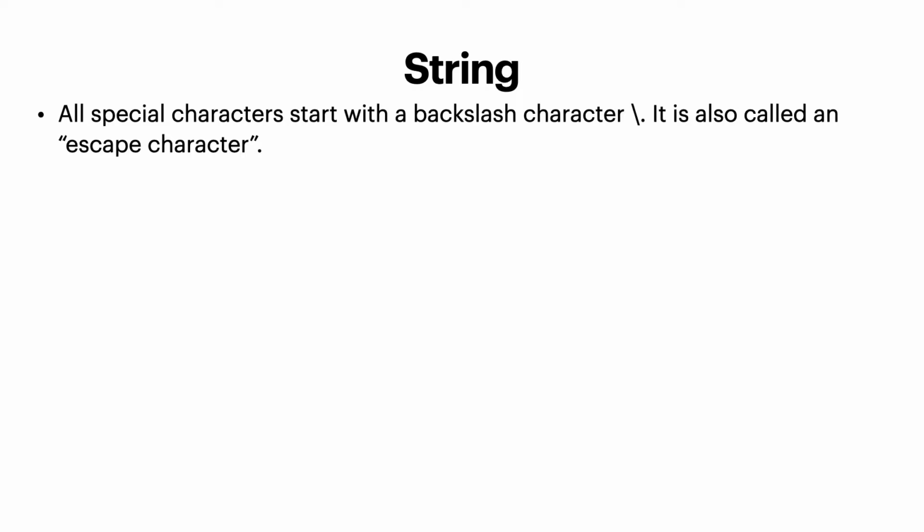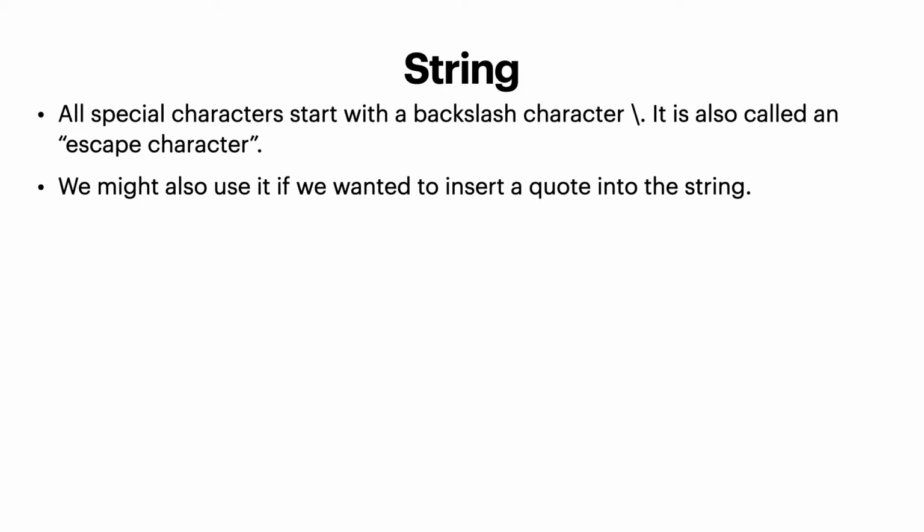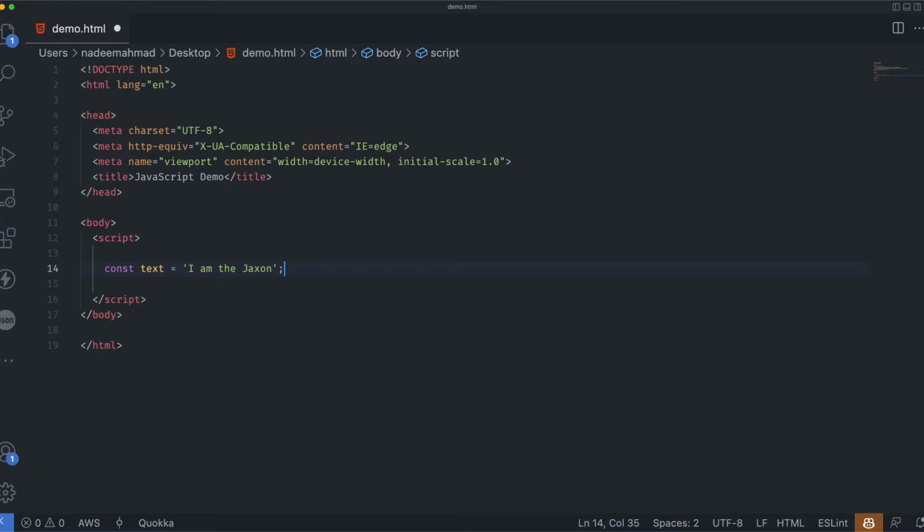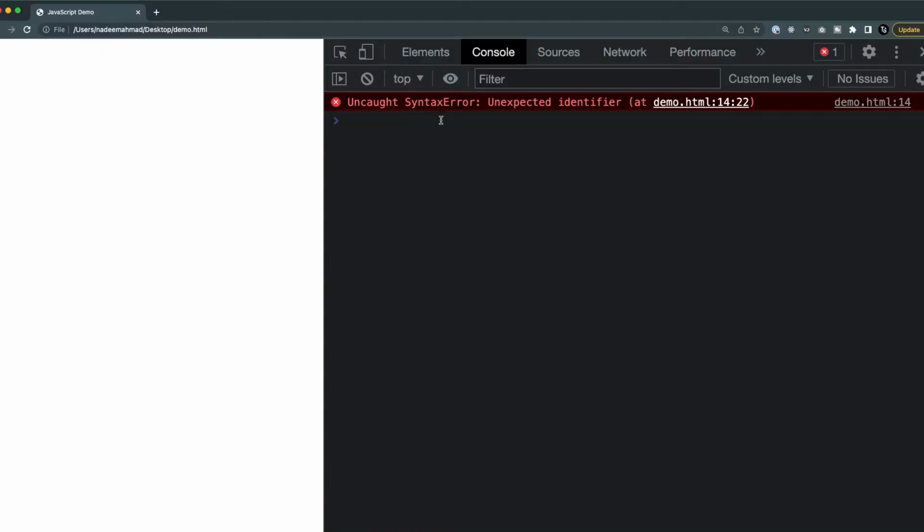It is also called an escape character. We might also use it if we wanted to insert a quote into the string. Let's say we have a text that basically says I'm the Jackson, and you can see that it's been wrapped in single quotes. What if we wanted to add a single quote inside the string? So if I add one, you can see that it's giving some error, and even when I save it, you can see there is an error.